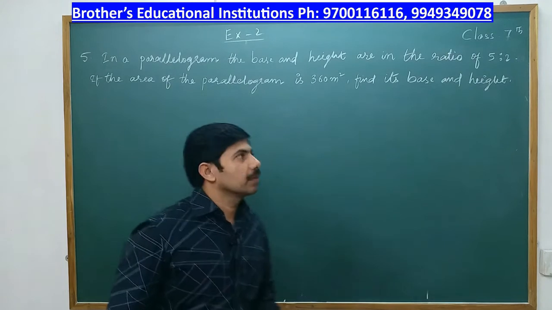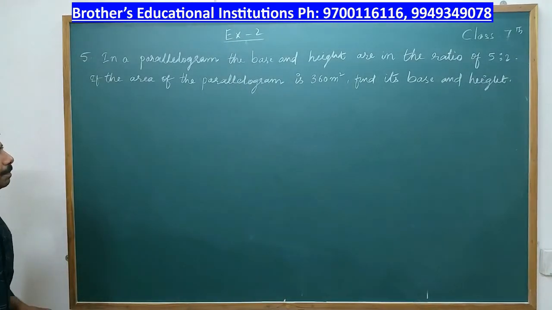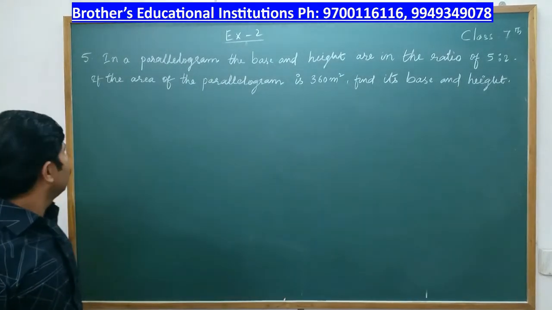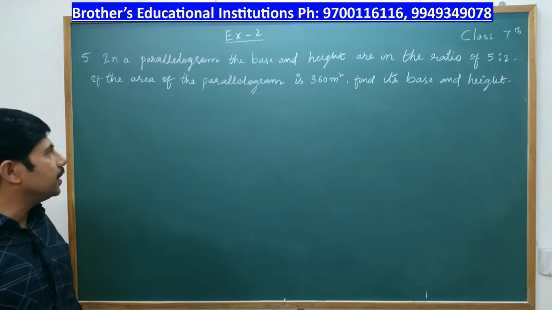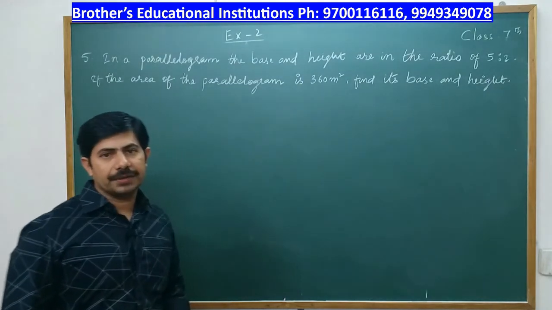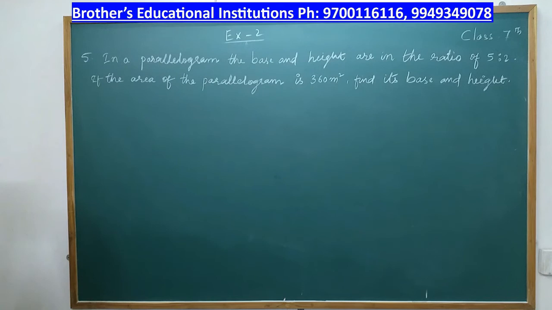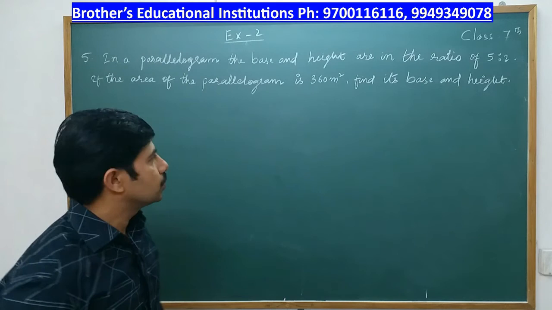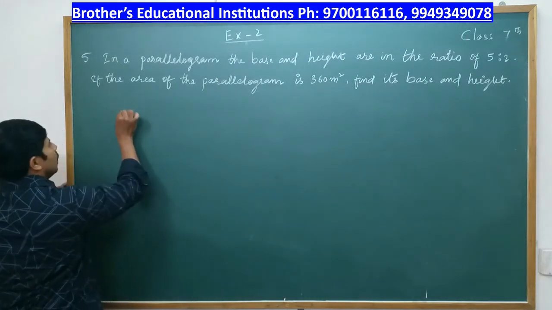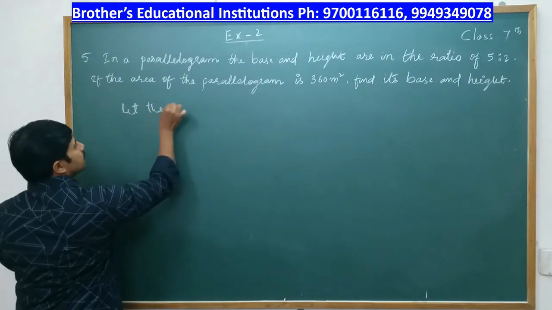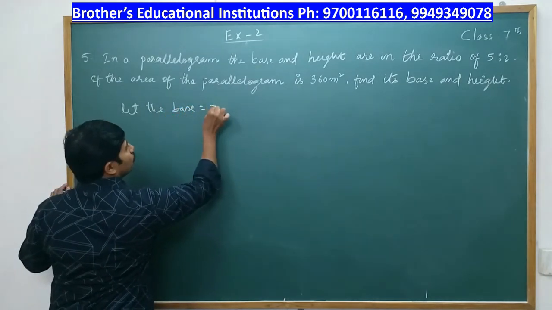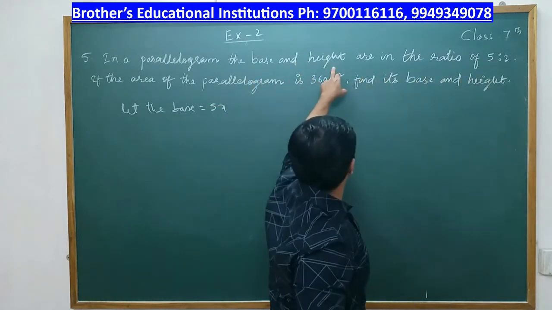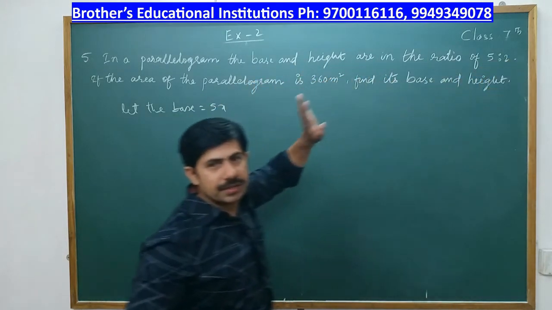Next question. In a parallelogram, the base and height are in the ratio 5:2. If the area of the parallelogram is 360 meters square, find its base and height. So here base and height are given in terms of ratio. So let the base be 5x centimeters. Base is 5x and height is 2x.